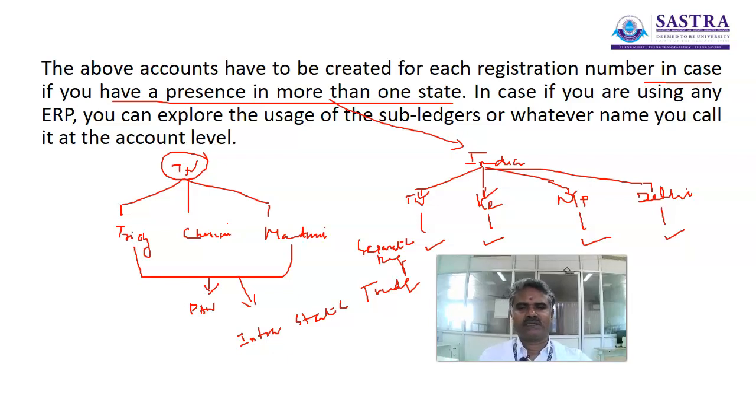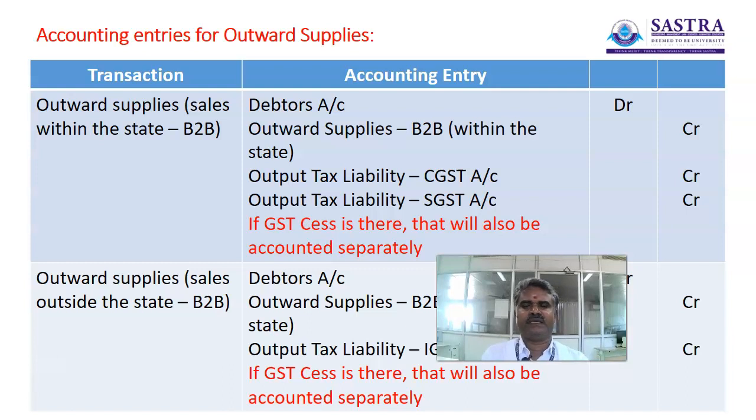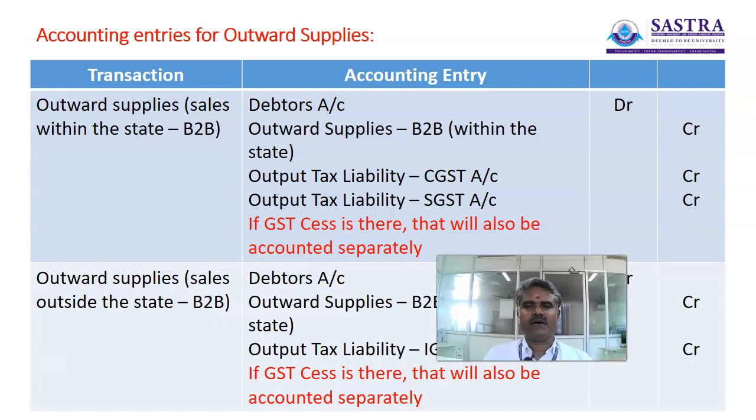Now we are going to discuss the entries for the different outward supplies as well as inward supplies. What entries we have to pass for each and every transaction, both inward supplies and outward supplies. Now we have to see the entry, then we will solve one practical problem and conclude based on that. This is the transaction accounting entry: outward supply, sales within the state. So this is intra-state.